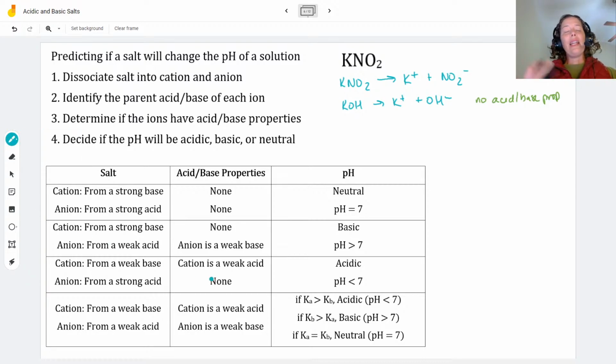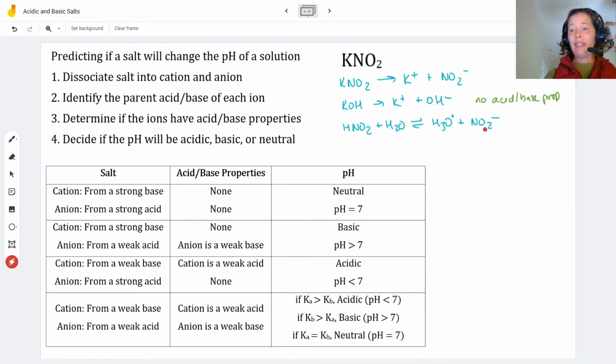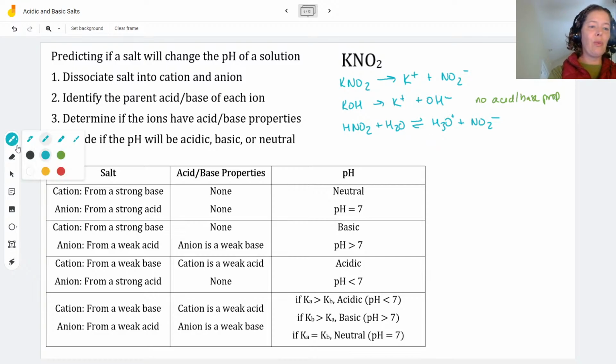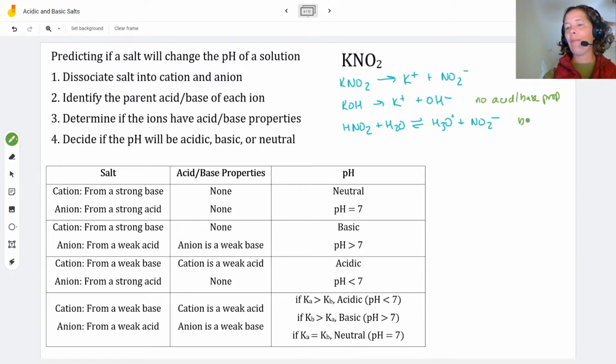All right, now let's take a look at our nitrite. So nitrite, again, thinking of it as a conjugate, what acid would it come from? Well, it would come from nitrous acid, which is a weak acid. So this is an equilibrium. And here is our nitrite, which means nitrite is a strong enough base to run the reverse reaction. So it will act like a base in water. So we'll label this as basic. All right.